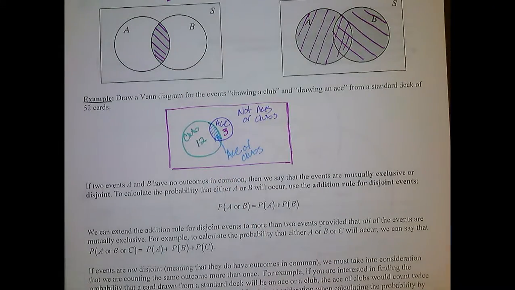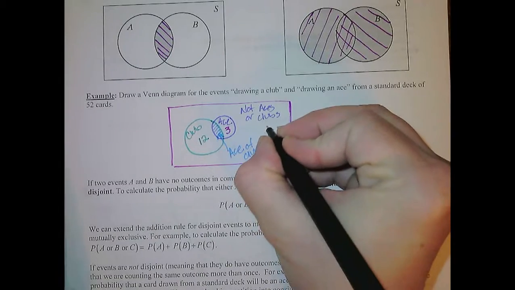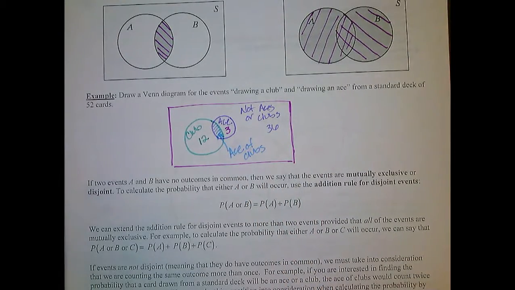So again, if we take our 52 cards, if we subtract the 12 cards that are just clubs, the 3 cards that are just aces, and the 1 card that is both an ace and a club, then that means that we have 36 cards that would fall outside of that region.